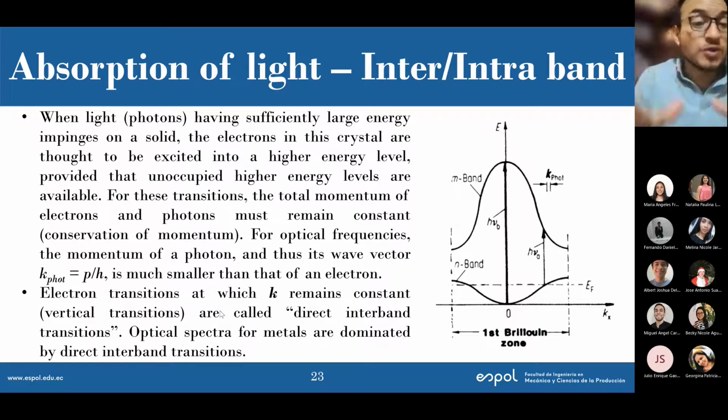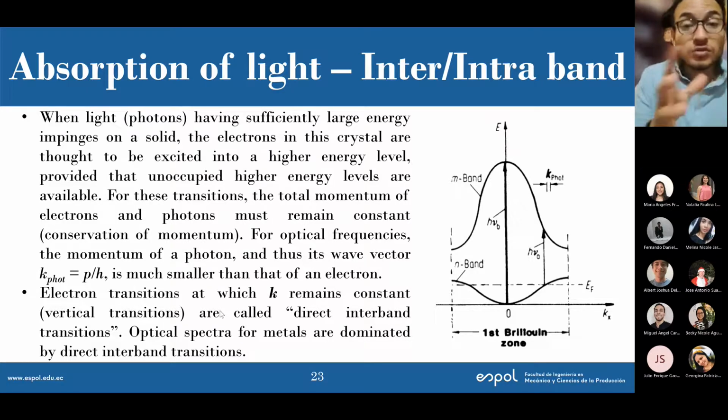So let's say you have a material, a solid, and you introduce light on that solid. So you're basically putting photons in that solid. When photons arrive at the solid, the electrons in that material will be excited to a higher energy level because of that interaction. Obviously, for that excitation, we need empty energy levels, because if not, where are they going to jump to? So if we have unoccupied higher energy levels and light hitting a solid, the electrons will go to higher energy levels.